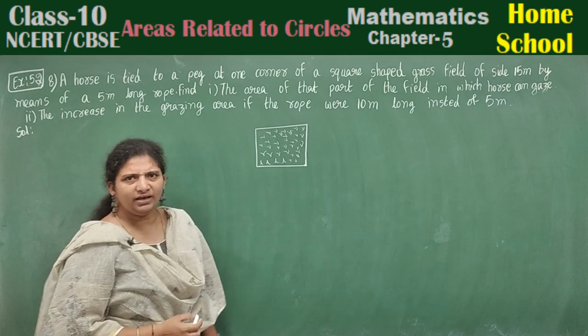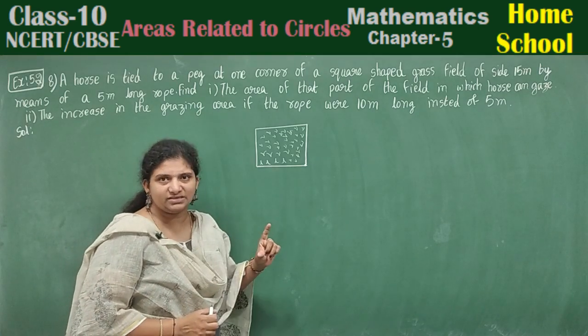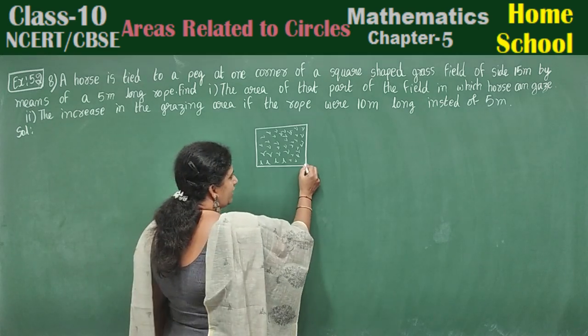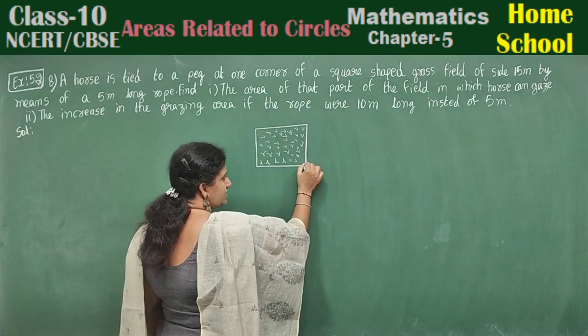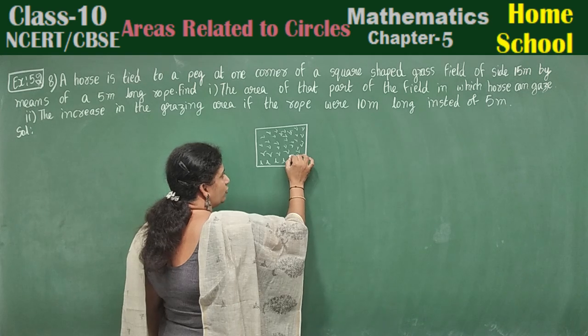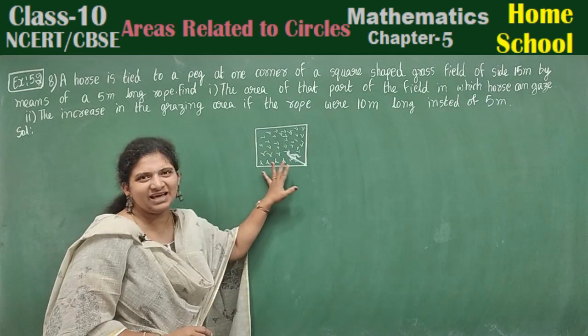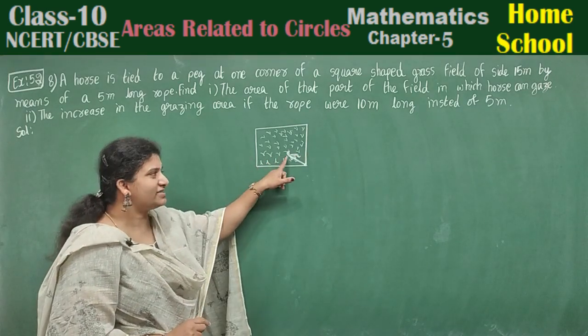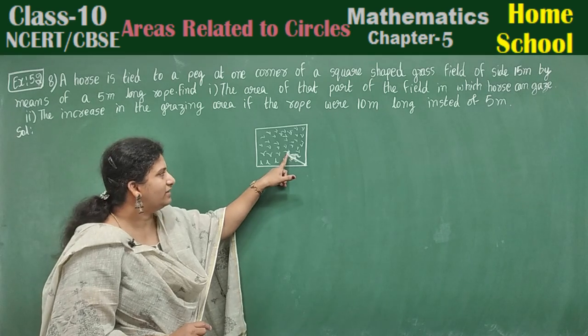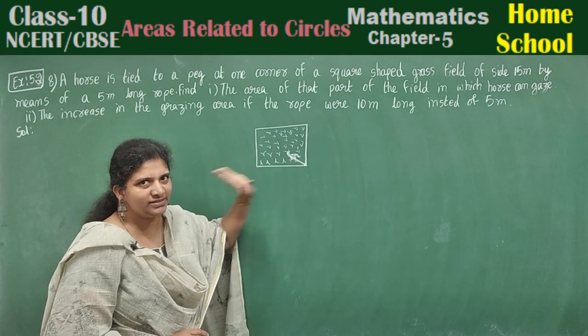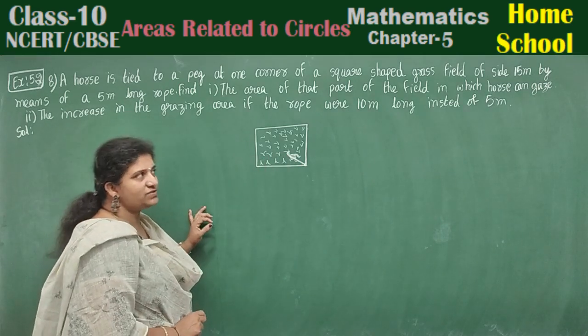What do you mean by peg? A small wooden piece where the horse rope is tied. Okay, here you can see the peg. For this peg, I don't know exactly how to draw a horse. Just let me try to draw. Imagine as a horse, children. This is a horse and horse is tied to a peg at one corner of a square shaped grass field.